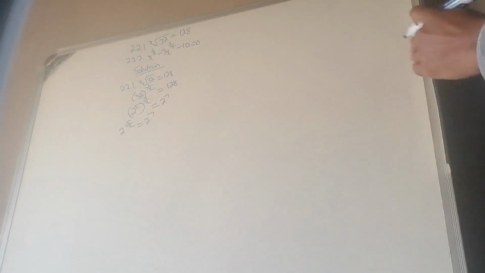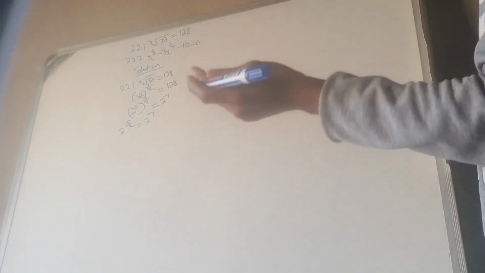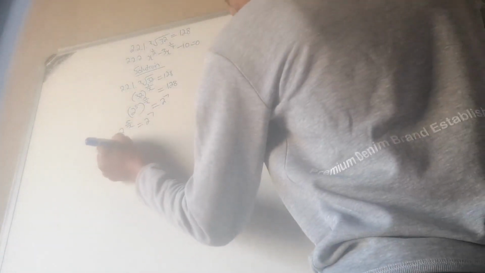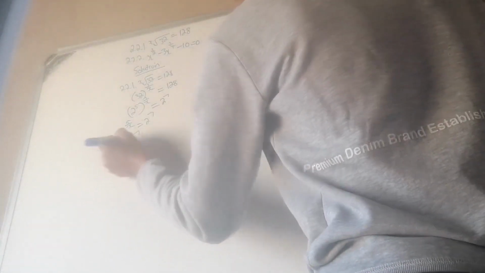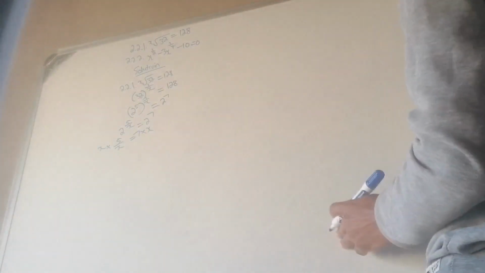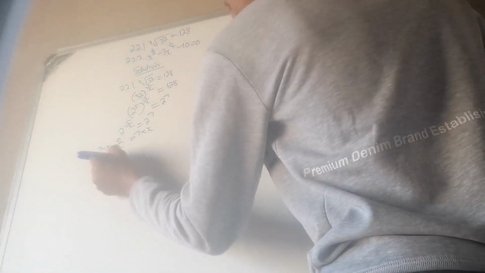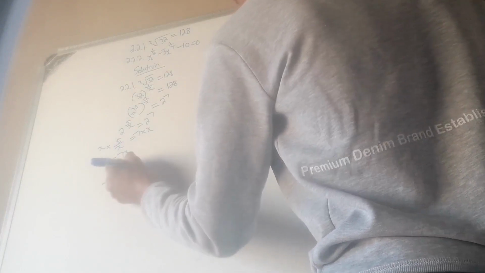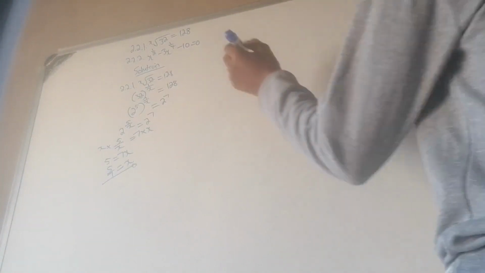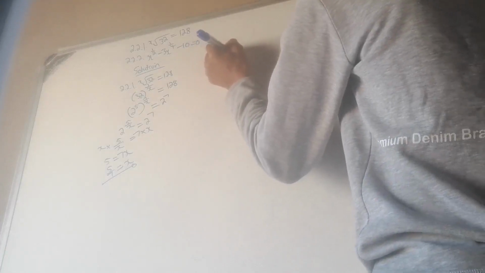Okay? When the bases are the same, I equate the exponents. I will get rid of x by multiplying both sides by x. And then my 5 equals 7x, my x equals 5 over 7. And then I will go to 2.2.2.